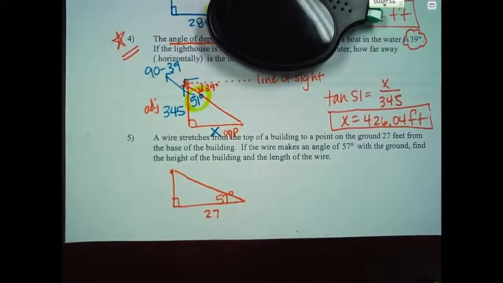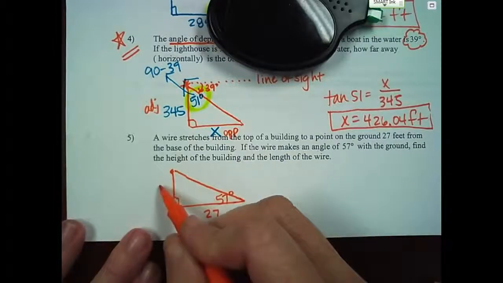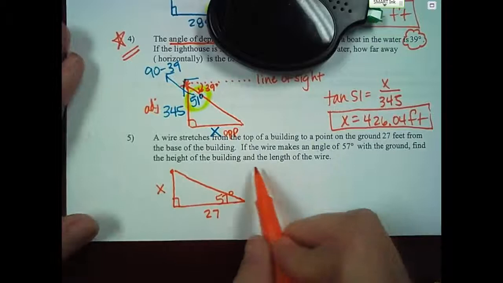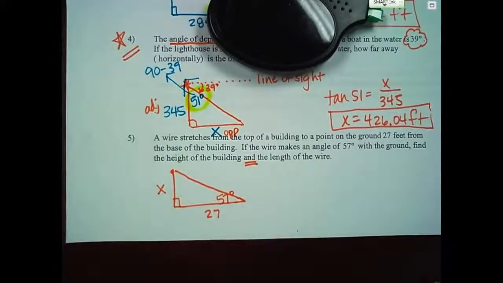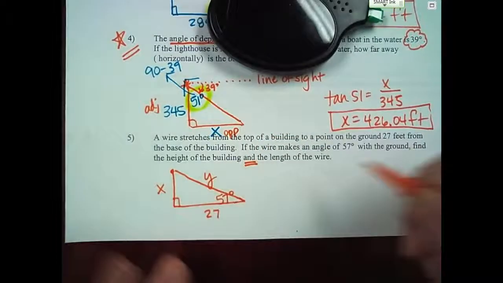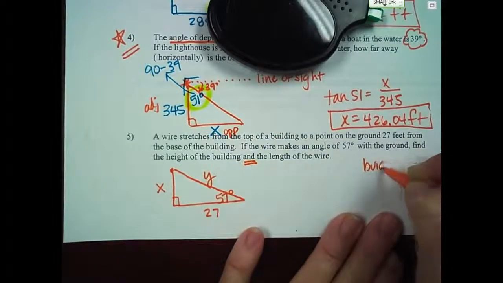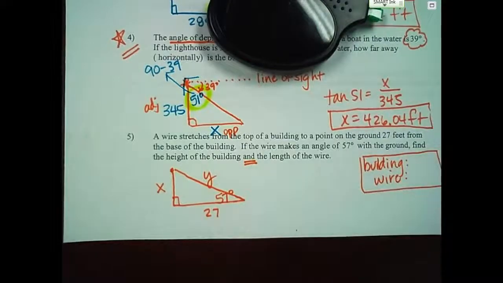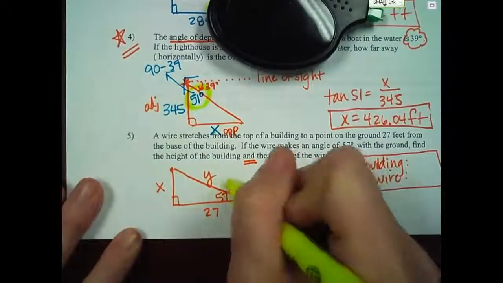Find the height of the building, x, and the length of the wire. It's asking for two things. There are two questions going on here, right? So the building height and the wire are two answers, not just one. Let's find, here's my angle.